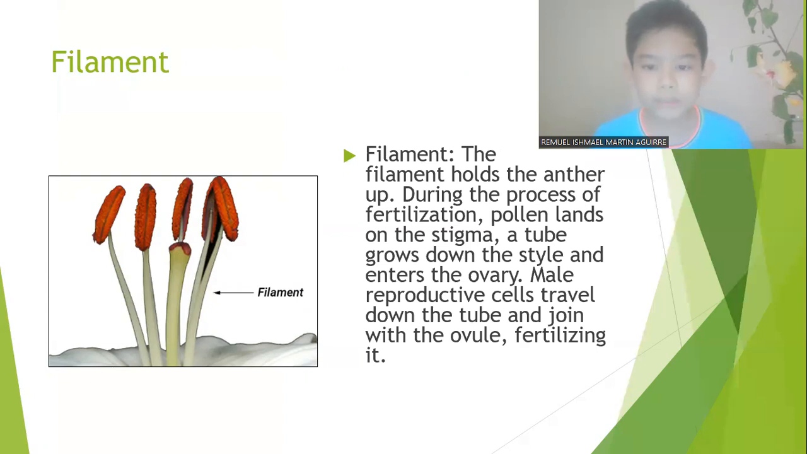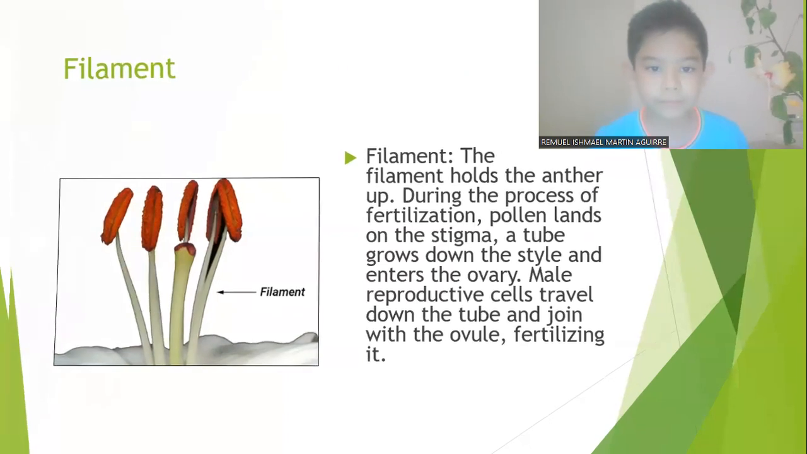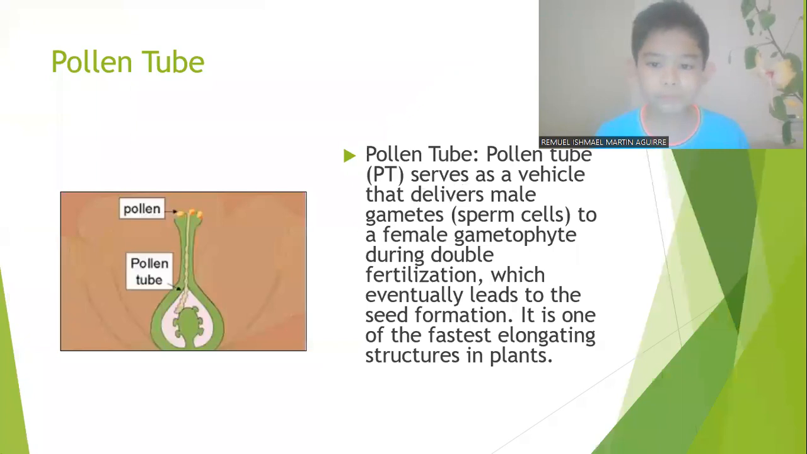Pollen lands on the stigma, a tube grows down the style and enters the ovary. Male reproductive cells travel down the tube and join with the ovule, fertilizing it. Pollen tube, PT, serves as a vehicle that delivers male gametes, sperm cells, to a female gametophyte during double fertilization, which eventually leads to the seed formation. It is one of the fastest elongating structures in plants.